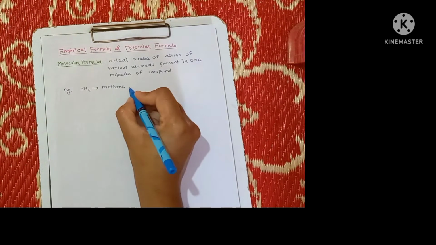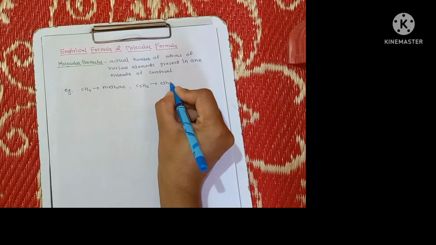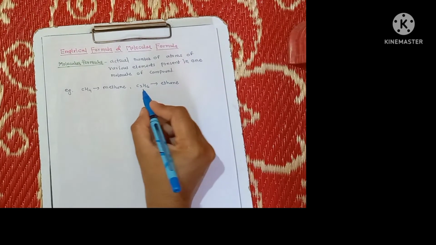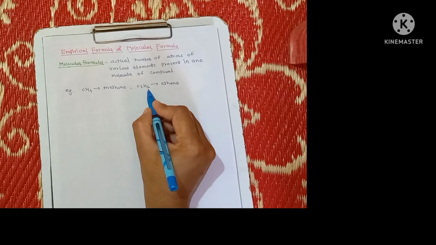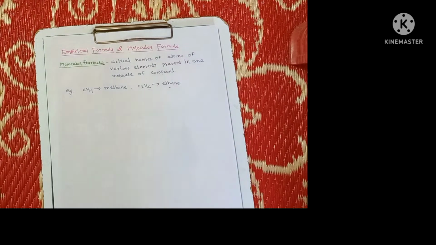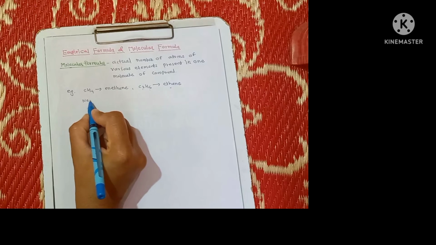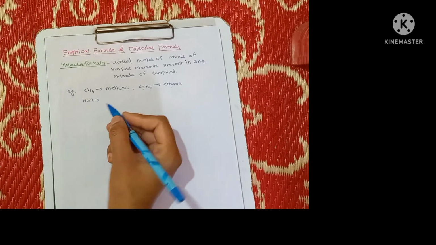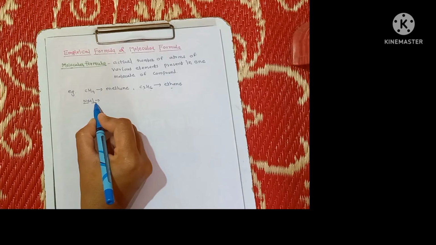Then second example, C2H6, it is the molecular formula of ethane. C2H6 means 2 carbons and 6 hydrogens are present in the ethane molecule. Then again we take another example of another compound, NaCl, sodium chloride. It is the molecular formula of sodium chloride. It consists of one sodium atom and one chlorine atom.